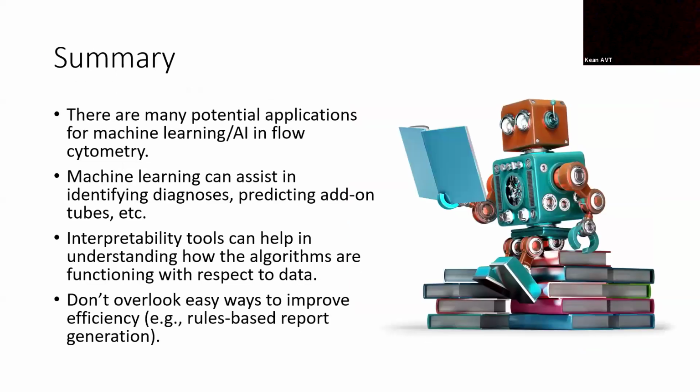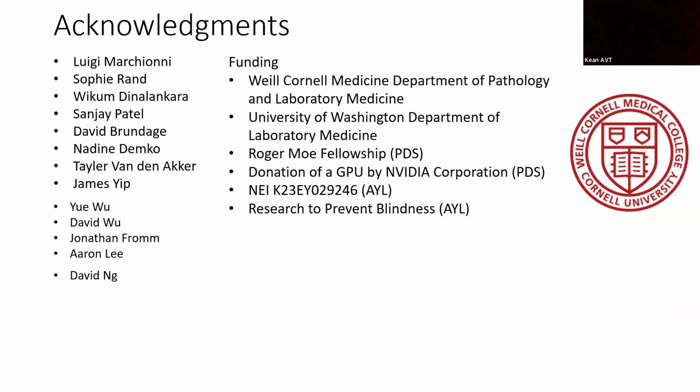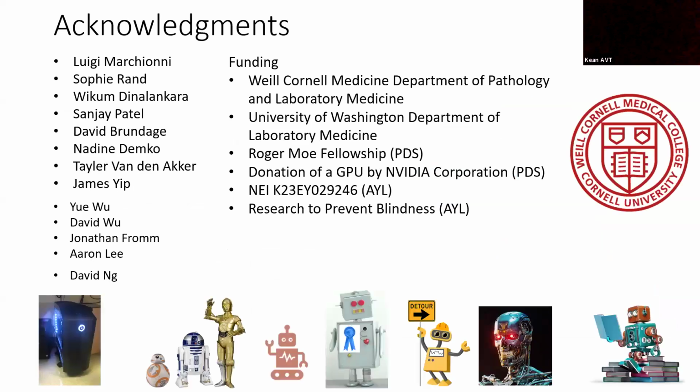Okay, so just in summary, there are many potential applications for machine learning and AI in flow cytometry. It can assist in identifying diagnoses, predicting add-on tubes, and so forth. And the interpretability tools can help us in understanding how the algorithms are performing. And of course, don't overlook the easy ways. So for example, Flowbot, which actually does a good job for many applications. And I'd just like to acknowledge some of the people at Weill Cornell Medicine, including Luigi and so forth, some people at the University of Washington, and David Ng at University of Utah. So thank you very much.